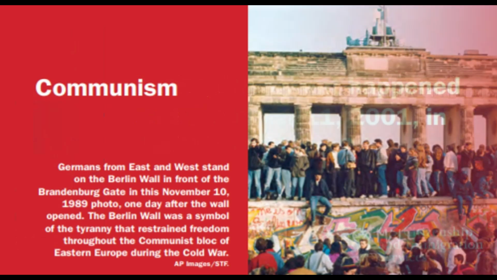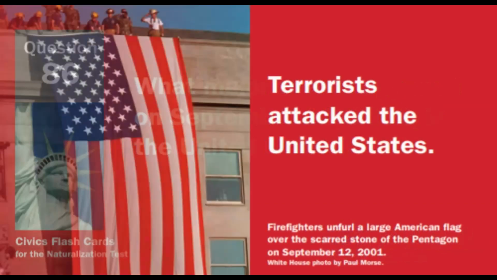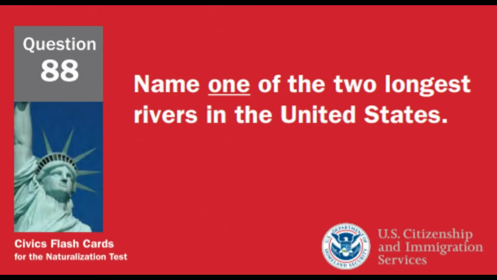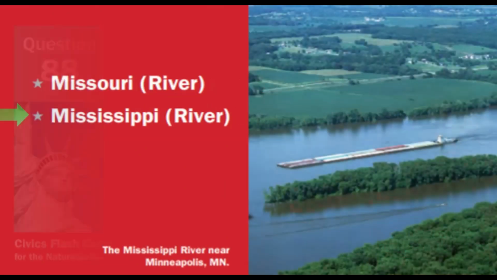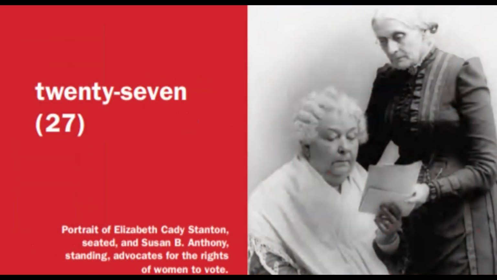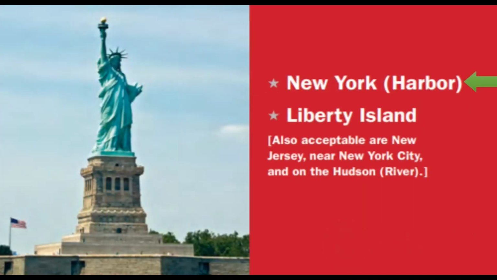Communism. What major event happened on September 11, 2001 in the United States? Terrorists attacked the United States. Name one of the two longest rivers in the United States. The Mississippi River. How many amendments does the Constitution have? 27 amendments. Where is the Statue of Liberty? New York Harbor.